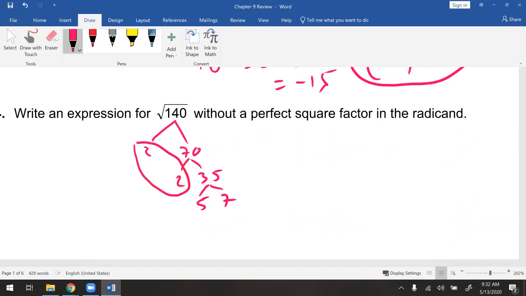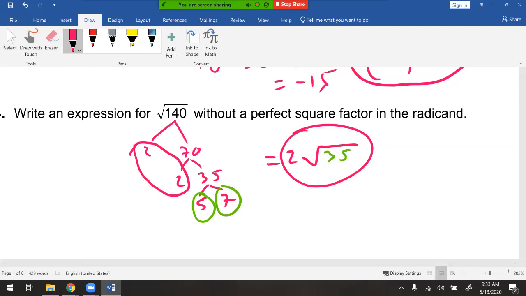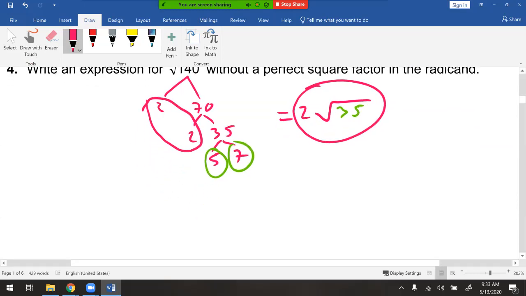We only have one pair that we can take out. So there's a 2 on the outside, and whatever did not get paired, we multiply together. So 5 times 7, that's 35. And there you go, that's your answer. Voila. You're done. Okay, that's 4 down, 19 more to go.